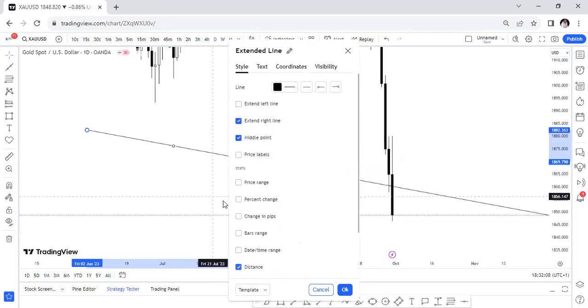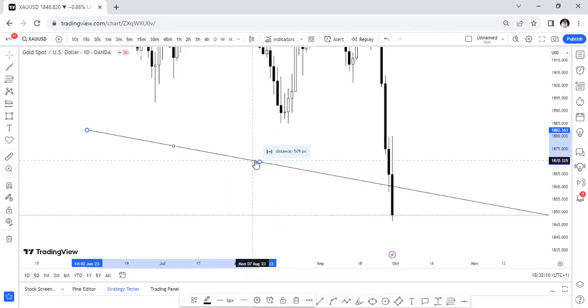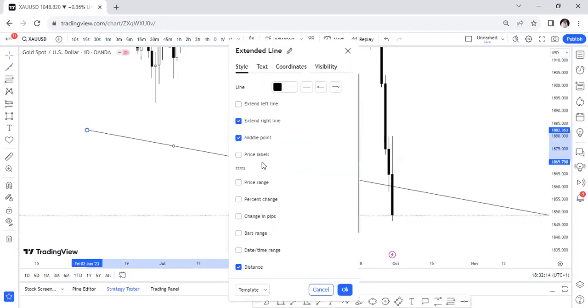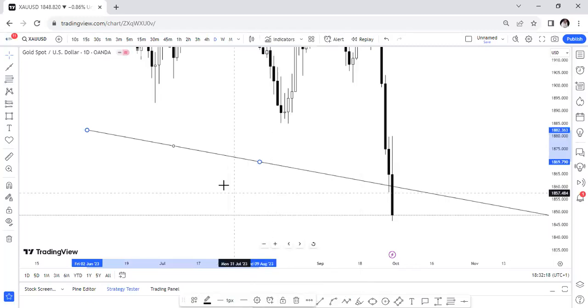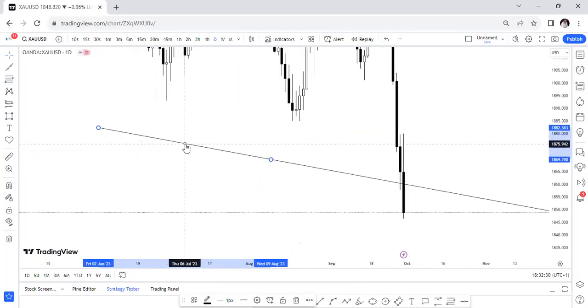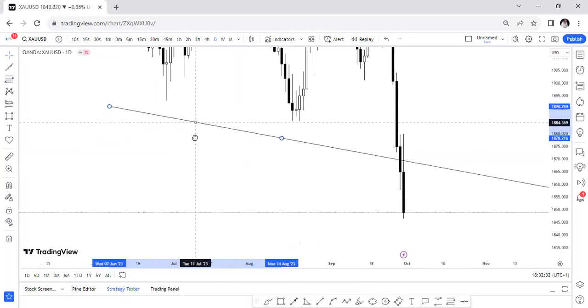Let me see. No, you don't need it. So like that, this is what you get. You see, we have 3 points there, right? First point, second point, third point. Now, this middle point is what you use to move the trend line up and down.